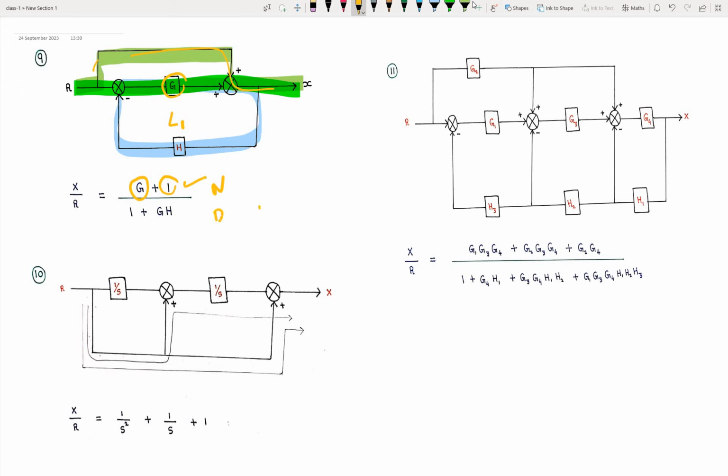In the denominator, we start with 1 minus. Already we have a minus sign here. Minus into minus is plus. In the loop, we have G times H. That thing only is written here.